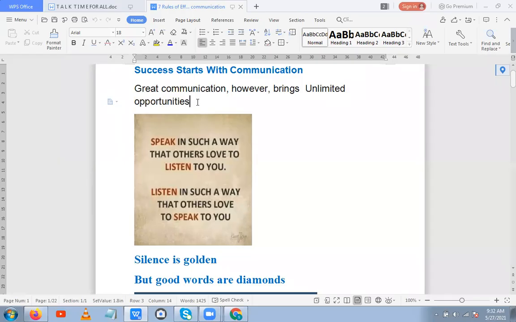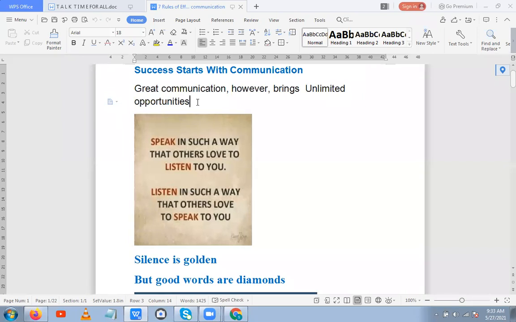And what are these opportunities? It can help you get a job. It can help you in interpersonal communication when you are communicating with your group. It can help you in understanding other people's ideas, thoughts. So great communication brings unlimited opportunities. Ma'am, it also helps in interpersonal relationships if our communication is good.